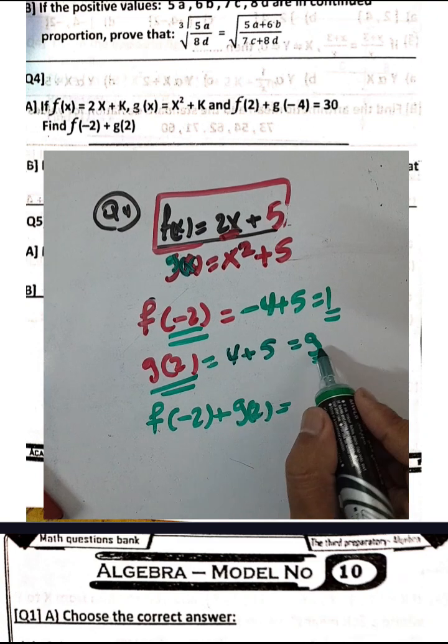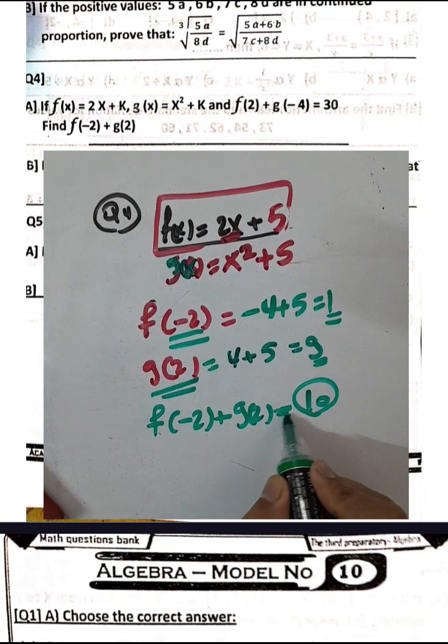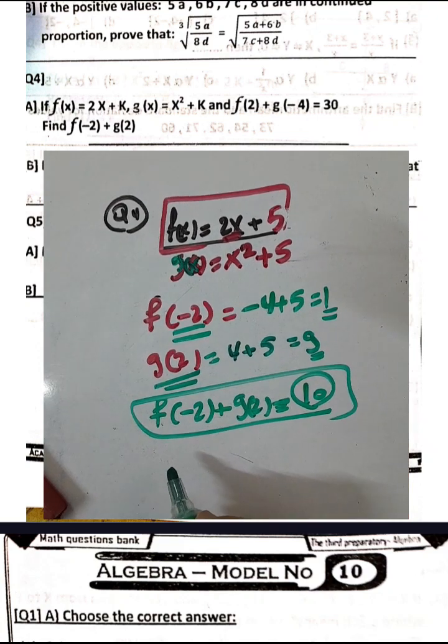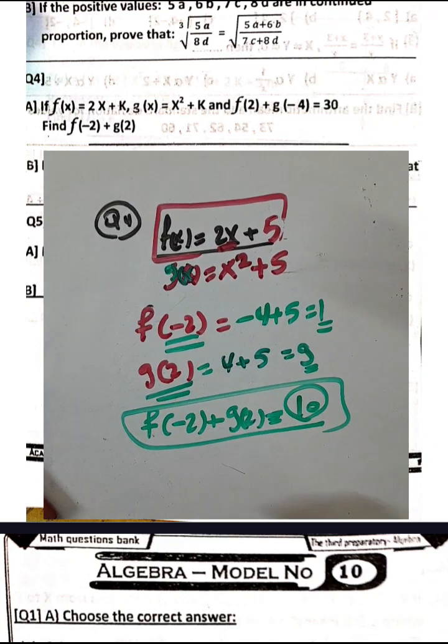Okay, 9 plus 1, it will be 10. Then the result will be equal 10 about f of negative 2 plus g of 2. Next question.